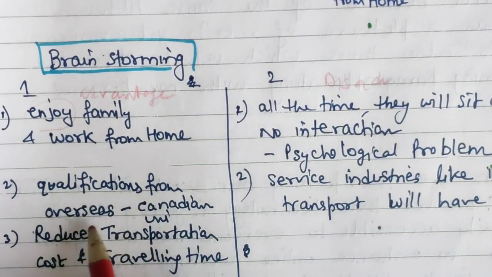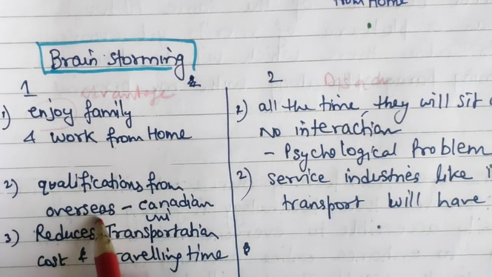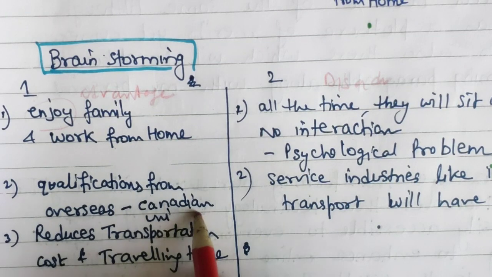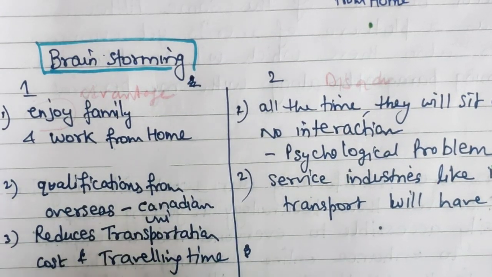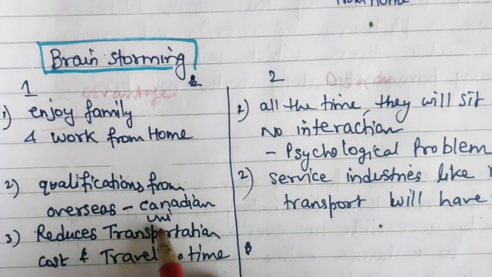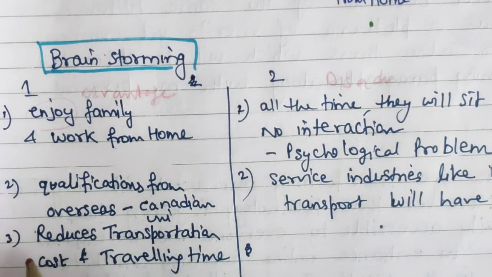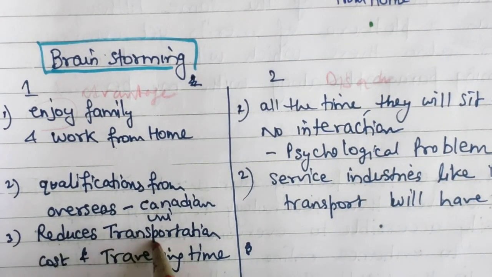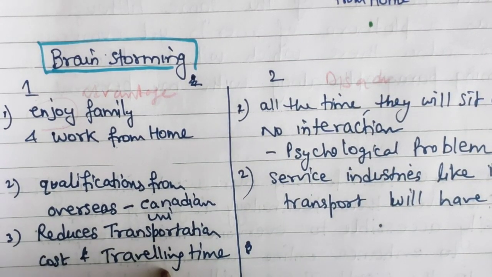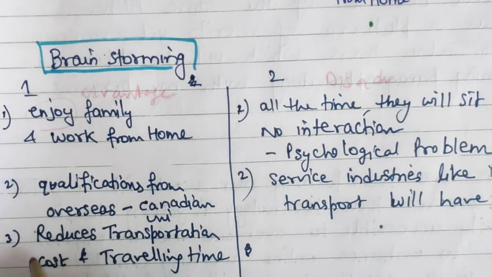And qualification, students can get qualifications from overseas universities like Canadian universities and so many others. You can give the names of 2-3 universities, you can always give the name of universities. Third is it reduces transportation cost and traveling time. These 3 are the main advantages.